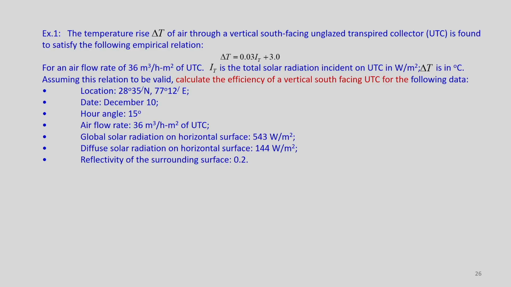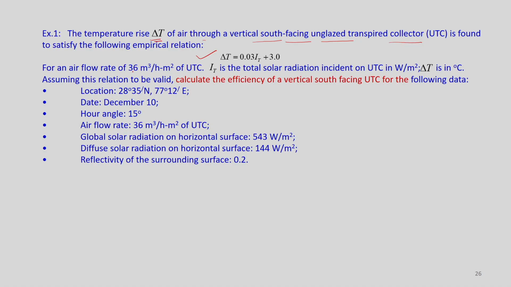So, now let us solve one problem related to these unglazed transpired collectors. The temperature rise delta T of air through a vertical south facing unglazed transpired collector is found to satisfy the following empirical relation, which is delta T is equal to 0.03 IT plus 3.0.